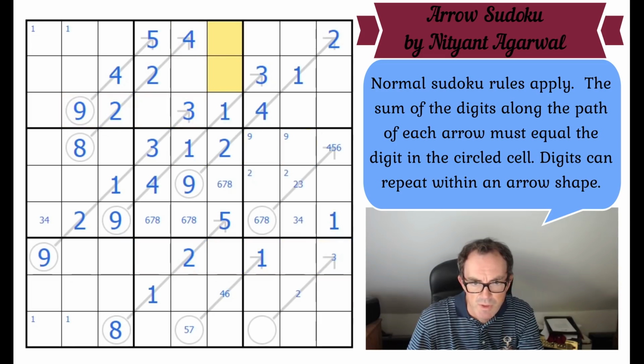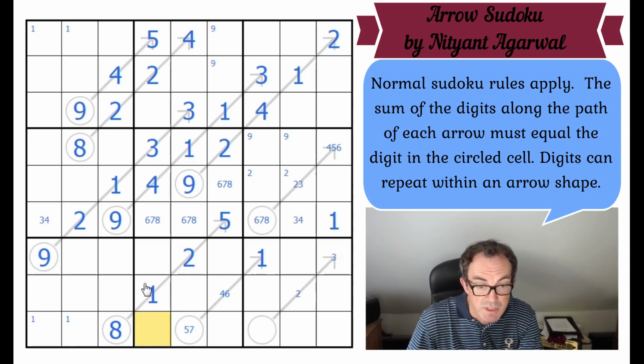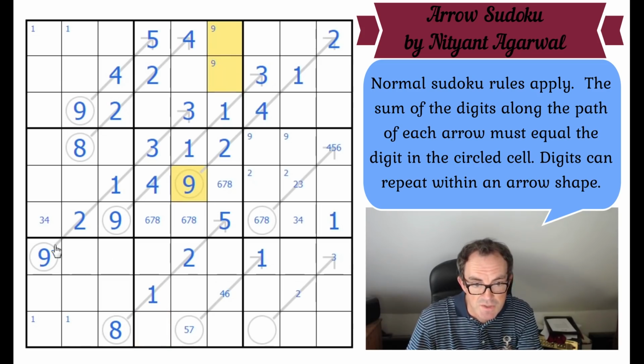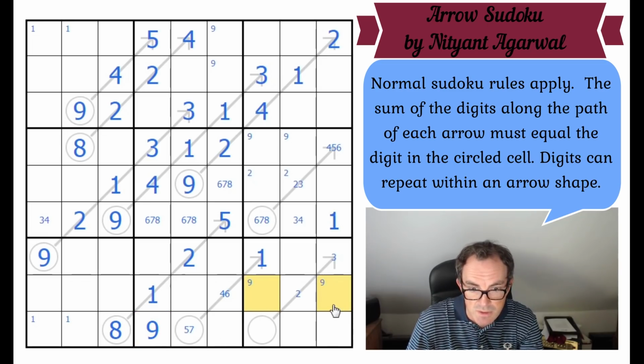Nine's got to be in one of those two squares. Yeah, look. These 9s and this 9 mean there is a 9 here. So 9 is in one of those two cells. So we can rule 9 out from this circle. So we've ruled out 9 and 8. It can't be 1, 2, 3 or 4. So this is 5, 6 or 7.